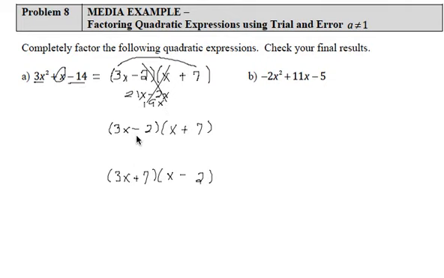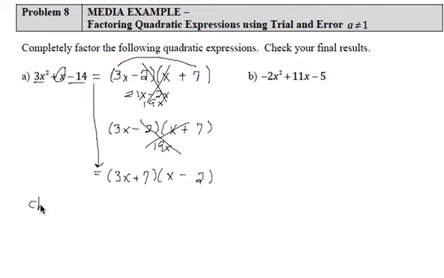Again, here I'm checking the outer. So that's 21x minus 2x, 19x. That one does not work. This one, we've got negative 6x plus 7x. That's going to give me x. That looks very promising. So I'm going to put an equal sign here, bring this down, and indicate that this is what I'm going to be working with.